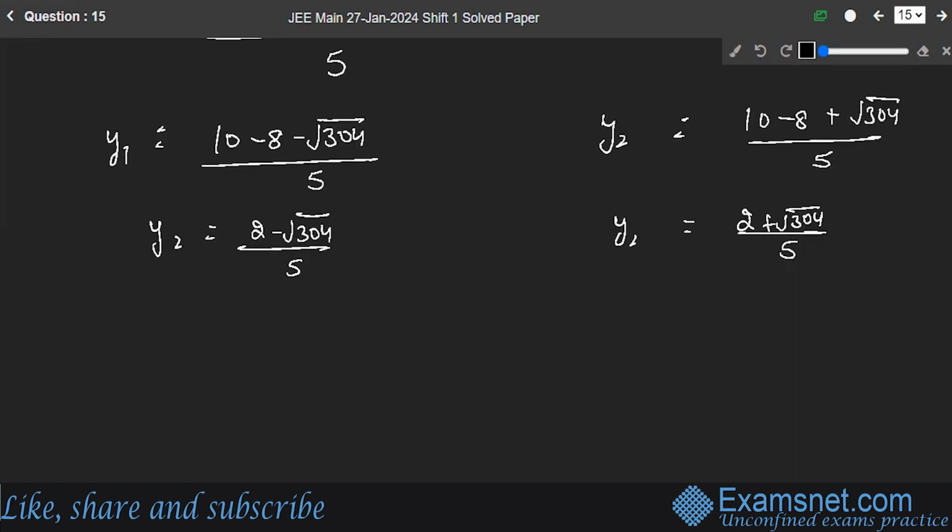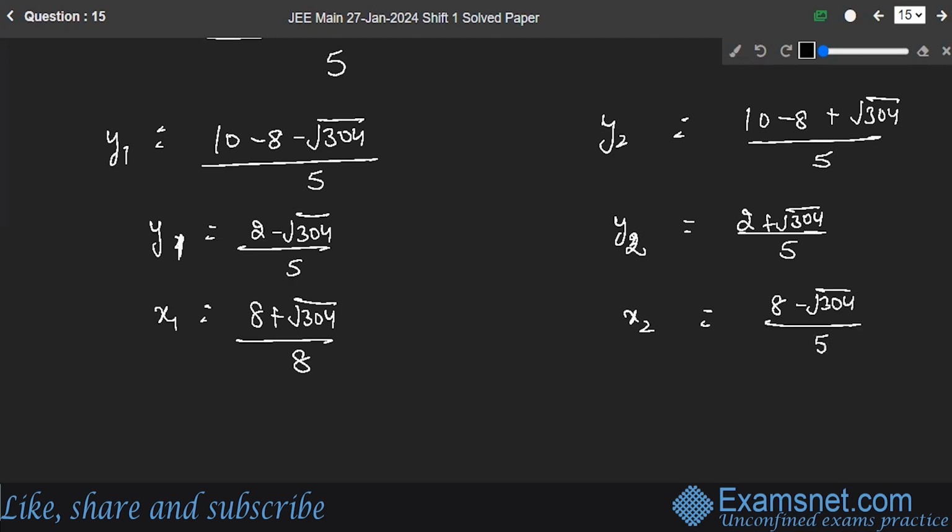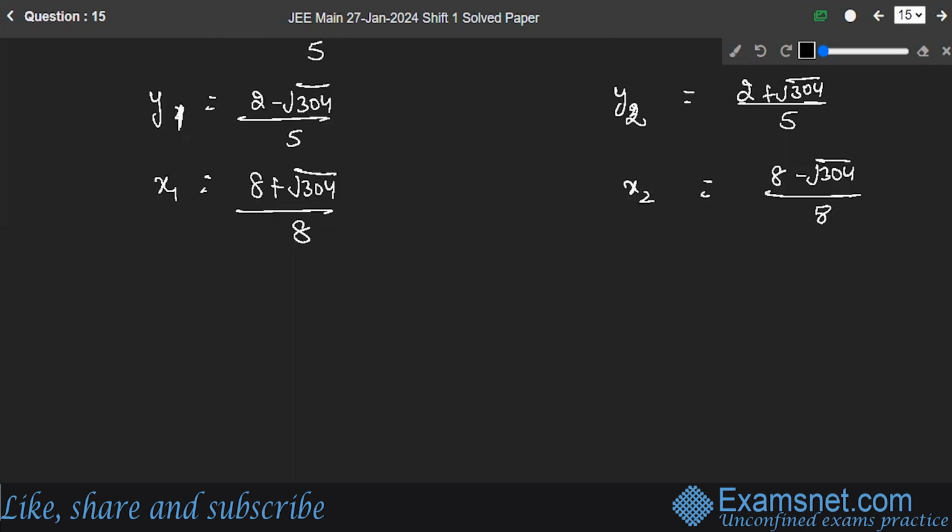Right, now let's write down the corresponding values, this was y1 and this was y2. Let's write down the corresponding values of x1 and x2. For this, x1 was equal to 8 plus root 304 upon 8, and for this x2 was equal to 8 minus root 304 upon 8. So yeah, now what you have to find out? Distance. Now we are having both the coordinates. It's very easy to go. Only the numbers given are a bit complex.